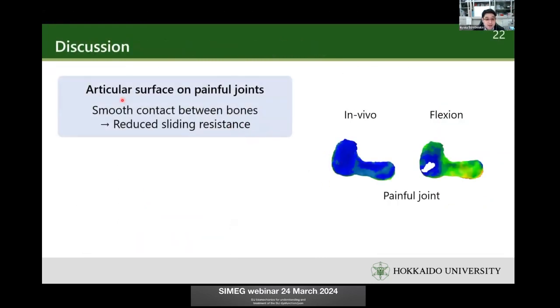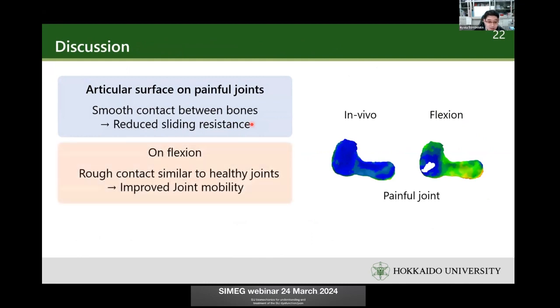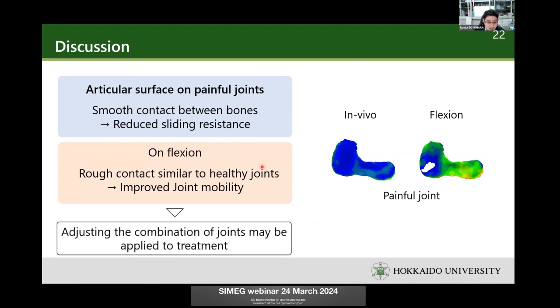So the discussion: the articular surface on the painful joint has a smooth contact between the bones, so it reduces the sliding resistance. And on flexion and extension, there is a rough contact similar to the healthy joint. So this improves the joint mobility. So adjusting the combination of the joint may be applied to the treatment.